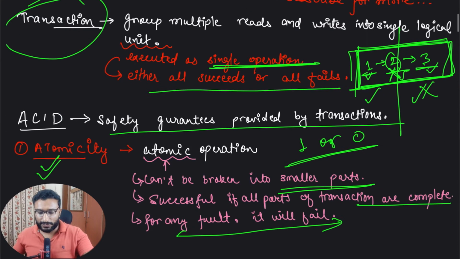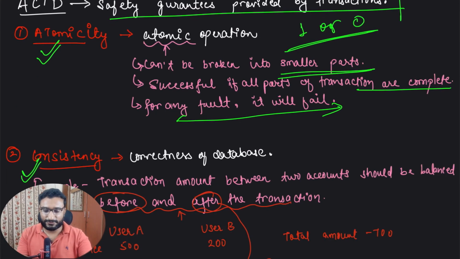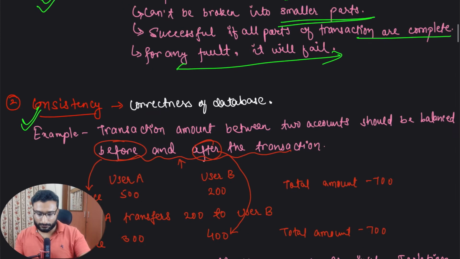समझे बात? Now let's move to second property, which is consistency. When we say consistency, what we mean by consistency is correctness of database. Correctness of database का मतलब, let's take one example. Transaction amount between two accounts should be balanced before and after the transaction.